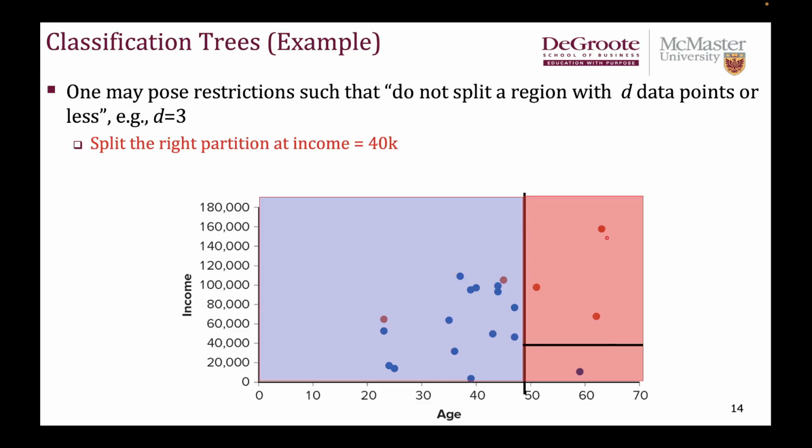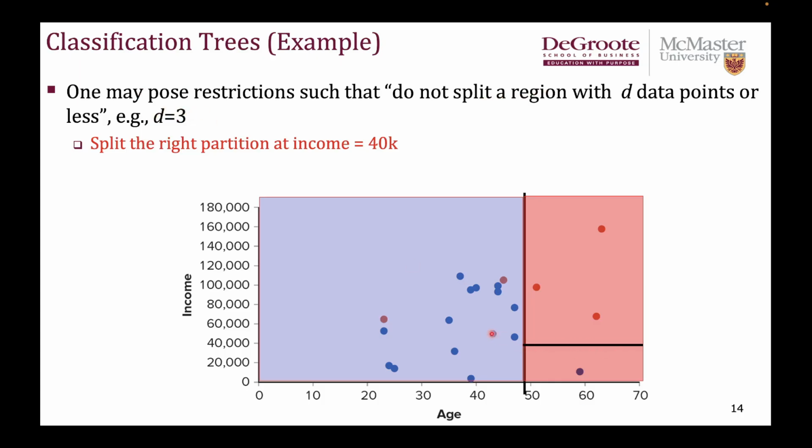But sometimes we don't really want to split it all the way down to the case where every region is pure, because of the reason we just mentioned, right? So sometimes we may impose restrictions on splitting. For example, one possible restriction is that if the number of data points in a region is less than a certain value, let's say less than 3 points, I don't do any further splitting, right?